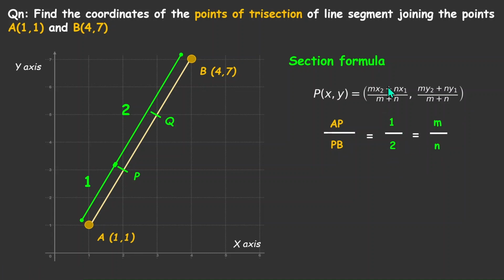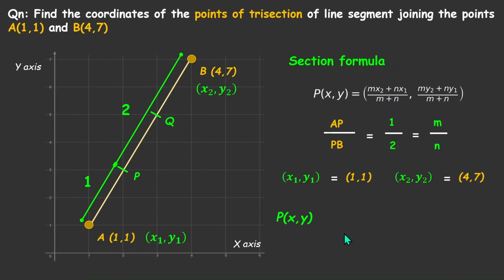And what are our x1, x2 and y1, y2? Let's take this as our x1, y1 and this as our x2, y2. So our x1, y1 becomes 1, 1 and our x2, y2 becomes 4, 7. Now we have all the values x1, y1, x2, y2 and m and n. All we need to do to find the coordinates of P is to apply this formula.